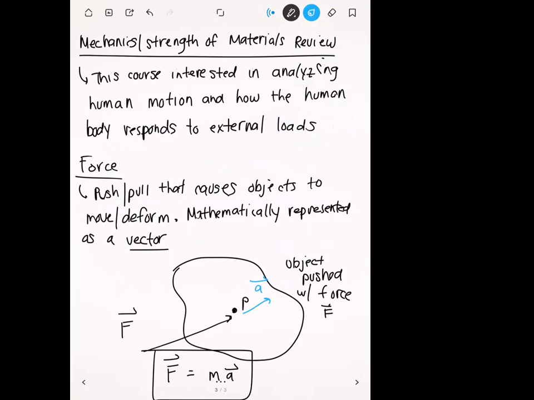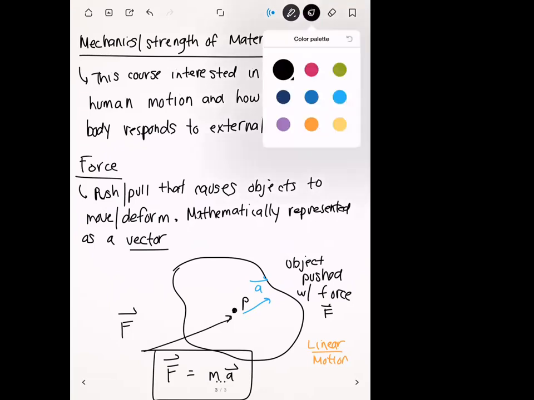Motion like this, where a force is applied along a line and the corresponding motion is also along a line, we classify as linear motion. All right, so pretty simple. We've all seen forces before, but it's just for the sake of completeness. Okay, so any questions on this? Okay. All right, so that's forces.